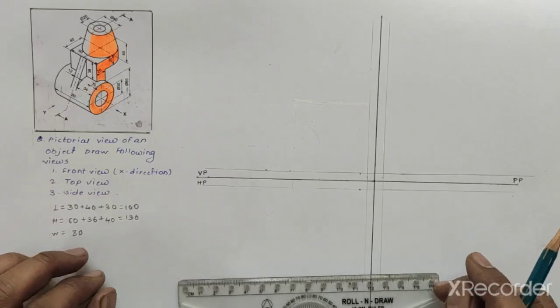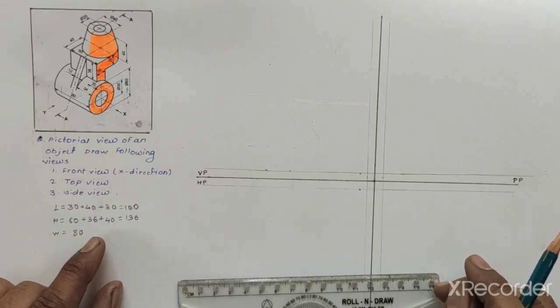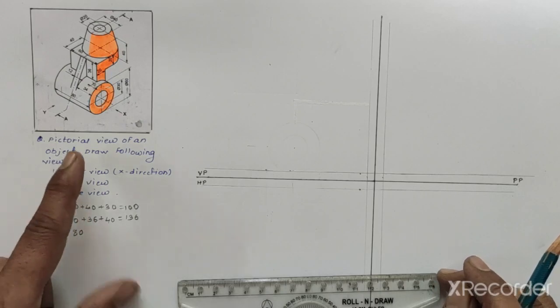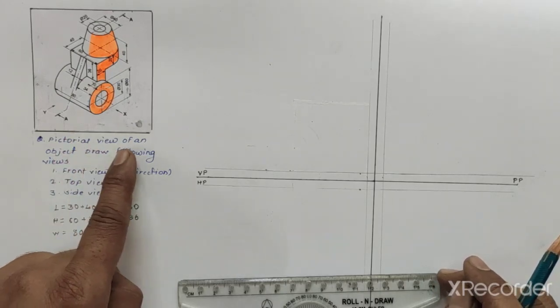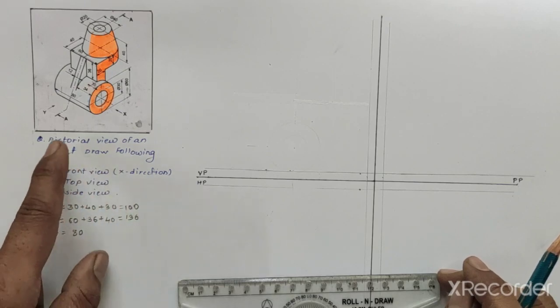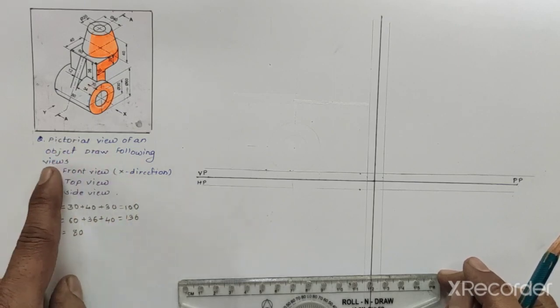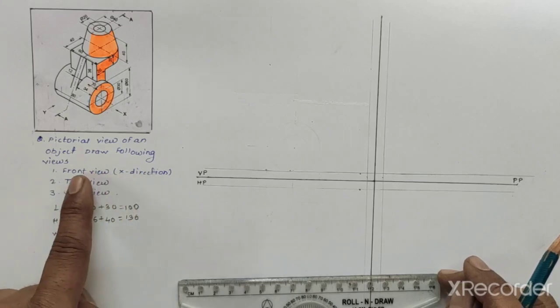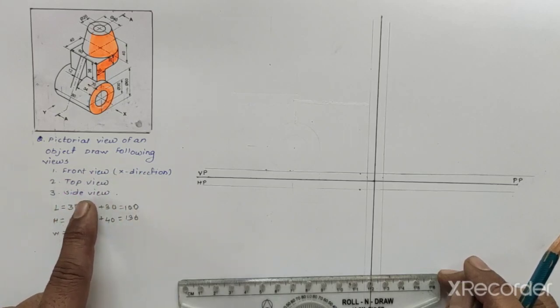Hello students, in this video we are going to see the next problem of orthographic projection. Problem: the following figure shows a pictorial view of an object. Draw the following views using the x direction: front view, top view and side view.